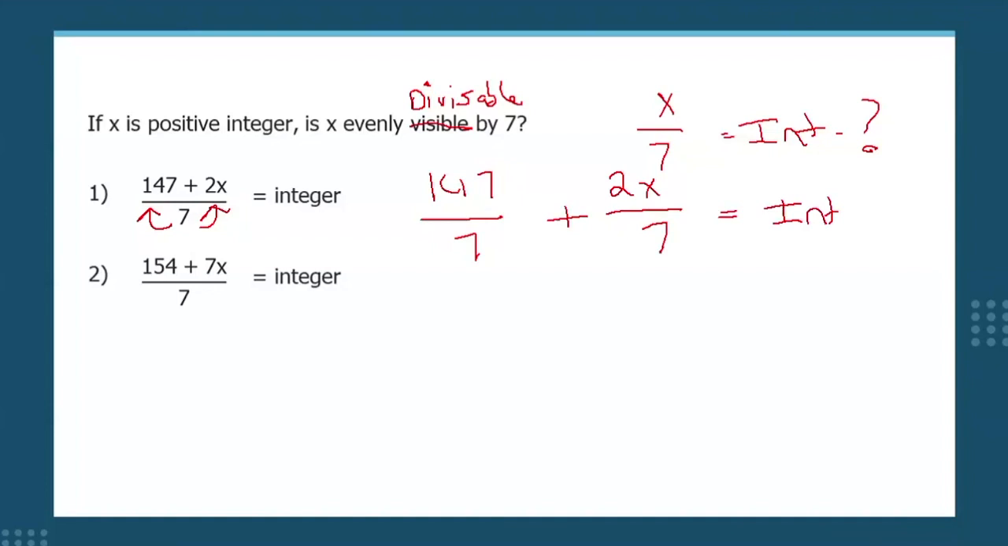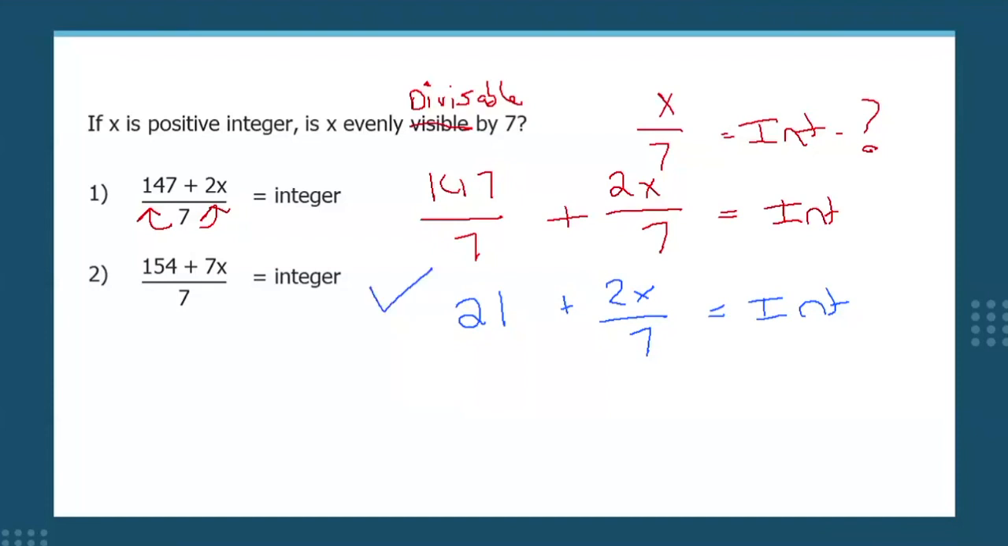Now, 7 goes into 147 21 times, and then you have plus 2x over 7. So the question is, 7 doesn't divide into 2, or 2 doesn't divide 7, either way you want to say it. So what does x have to be? Well, x has to be a multiple of 7 in order for this to work. Could you confirm this by plugging in values like 7, 14, 21 for x? You could, but you really don't need to. So at this point, you could say statement 1 is sufficient.